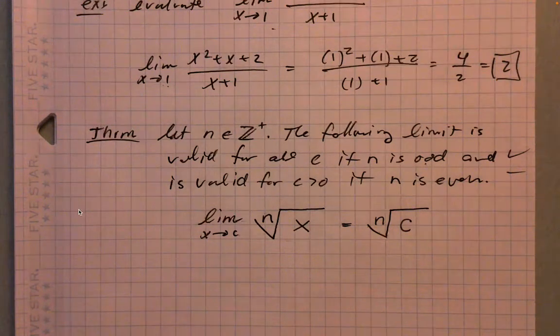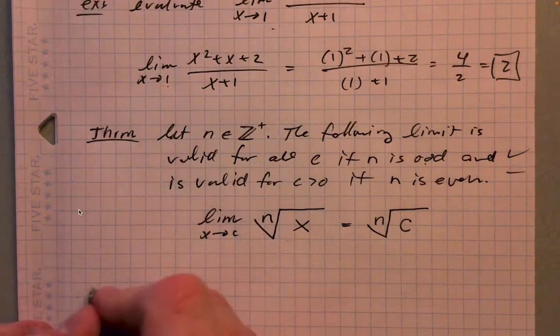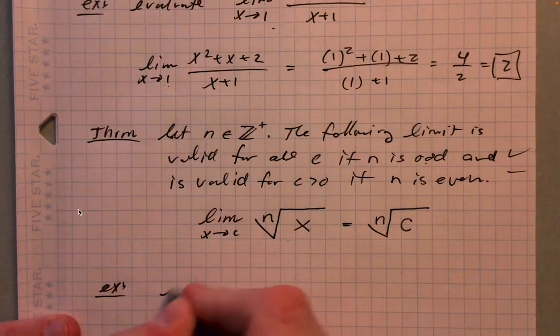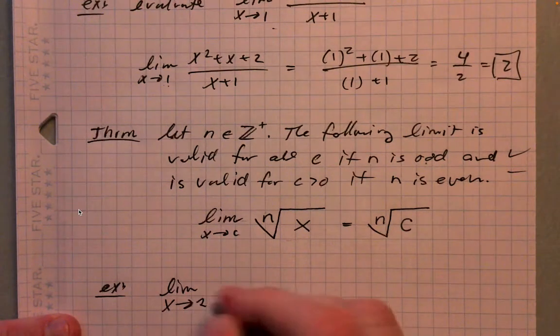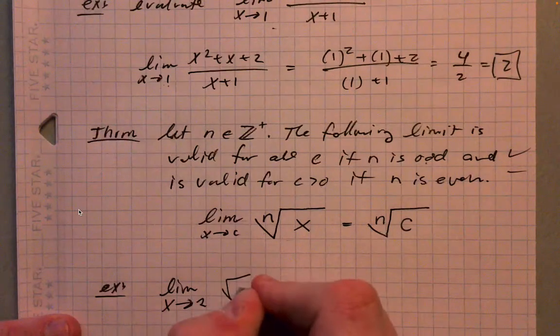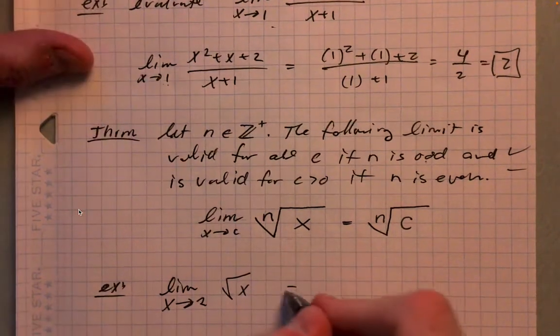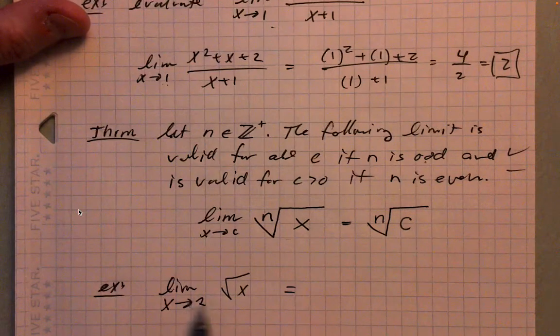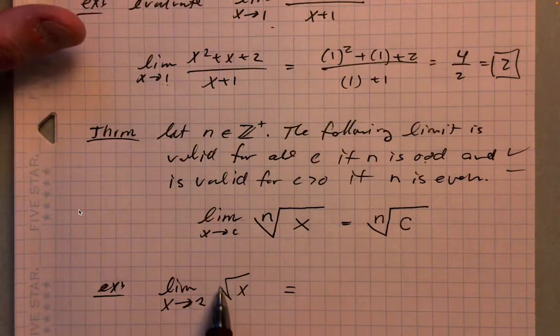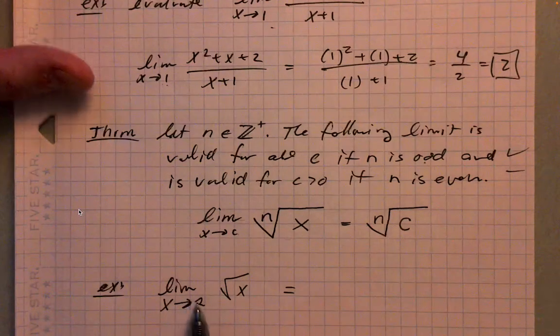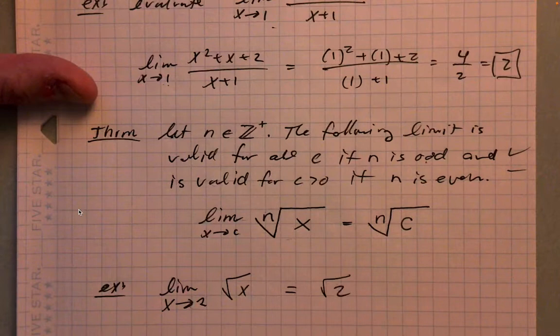So okay, let's do a simple example. Let's find the limit as x approaches 2 of just the square root of x. Well, square root is an even root, so this would be the second root, right? So it's an even number, so this is true for all c, and so this would just be the square root of 2.